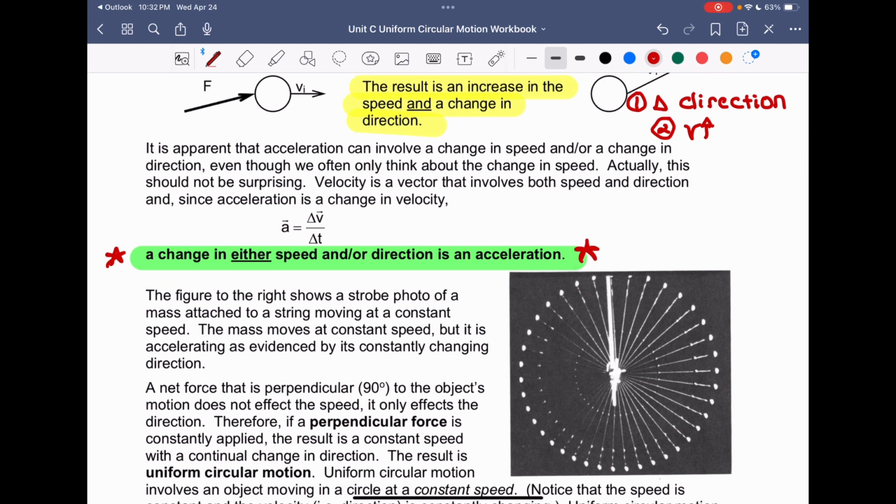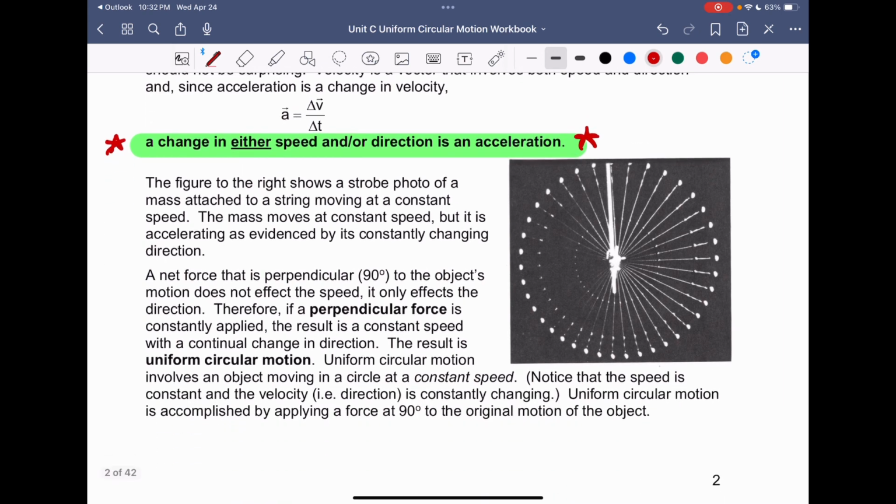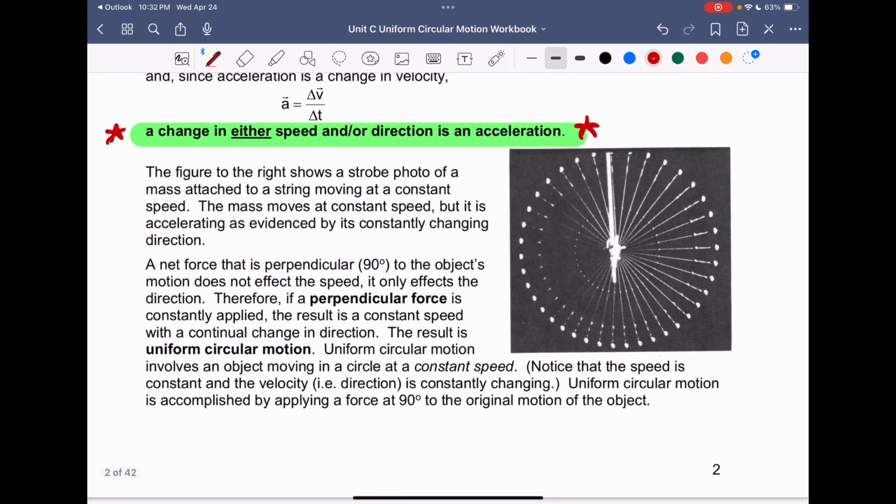Either a change in speed and/or a change in direction is acceleration. Now, taking this a step further, suppose we have some sort of example to the right here where we have some sort of circular motion going on. This circular motion could be a ball on a string. We could consider realistically anything that would go in this circular path, but I like to say it's a ball on a string going around and around.